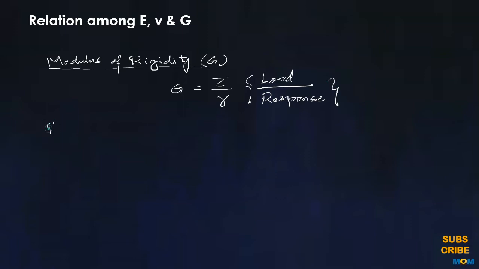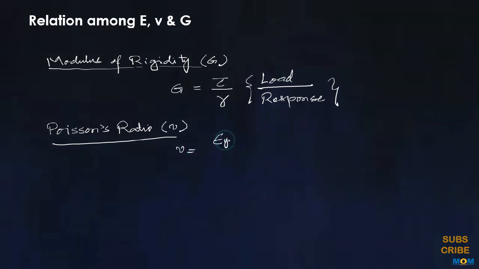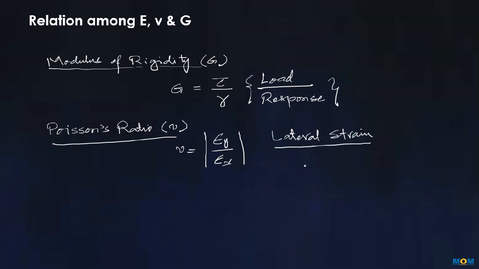Then we discuss the Poisson's ratio, represented with sign nu, and nu is equal to lateral strain upon the axial strain. This is lateral strain upon the axial strain.